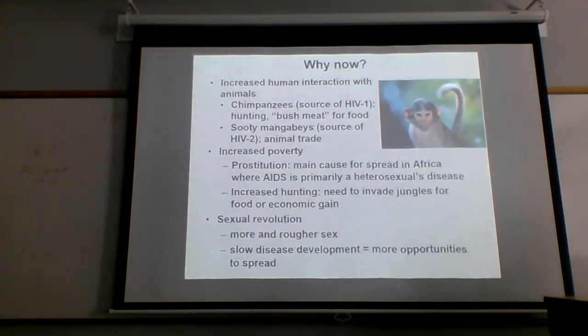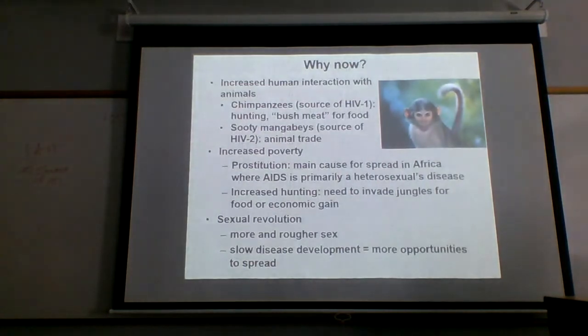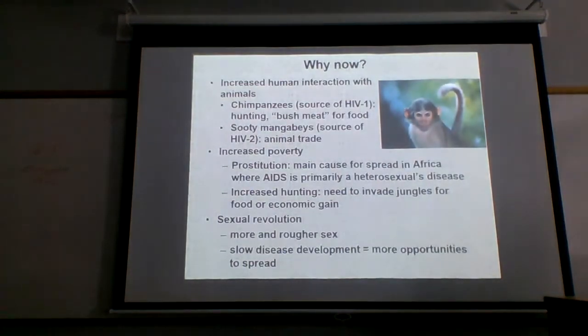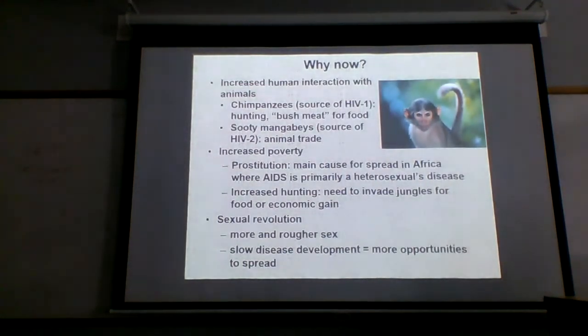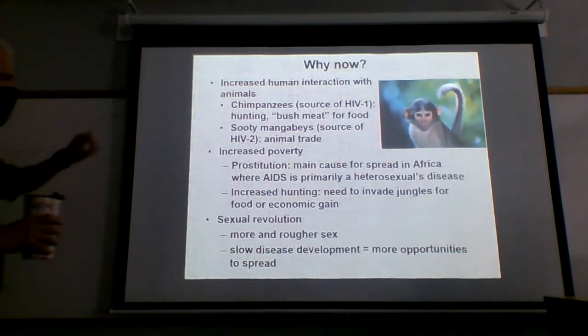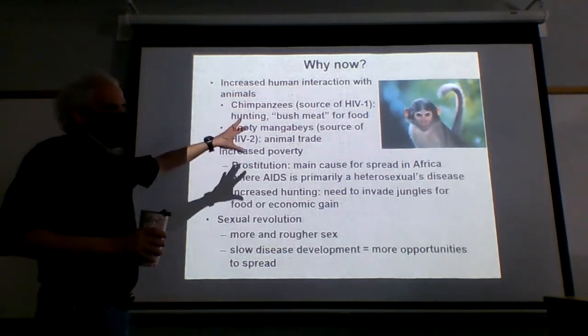Chimpanzees, which were a source of one of the first HIV strains, were being consumed. This is bushmeat, as it might be said. What is a sooty mangabey? I don't know, but it apparently was involved in animal trade. And then this is how the initial infection makes its way into the human population.